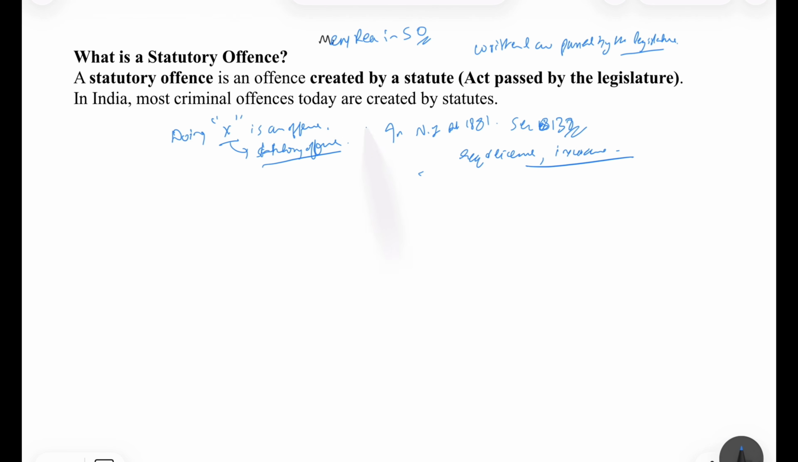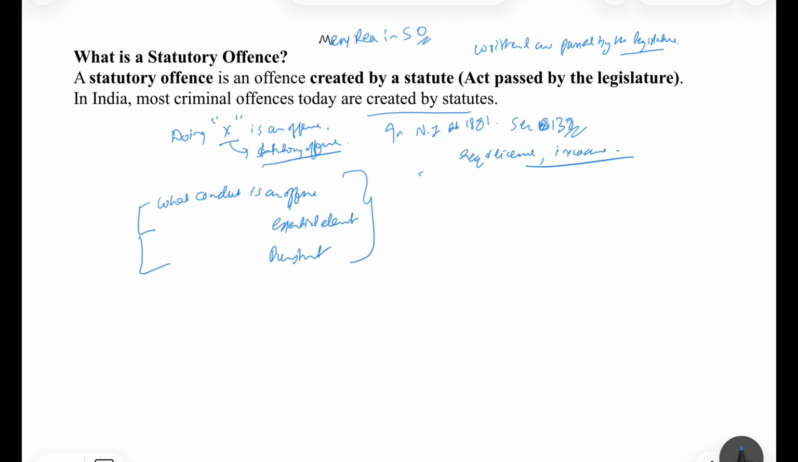In India, most criminal offences today are created by the statutes. Why did I say this? Because in India, criminal law is codified. So the legislature defines what conduct is an offence, and next, the essential elements of the offence, and next, it defines the punishment. So since criminal law is codified, generally the statute defines these three things.